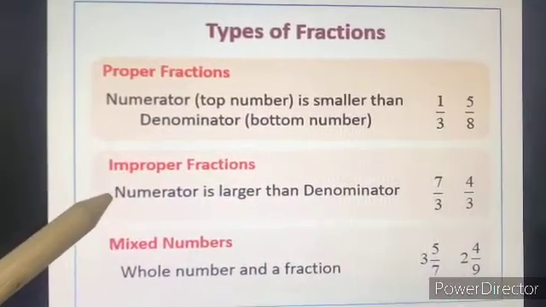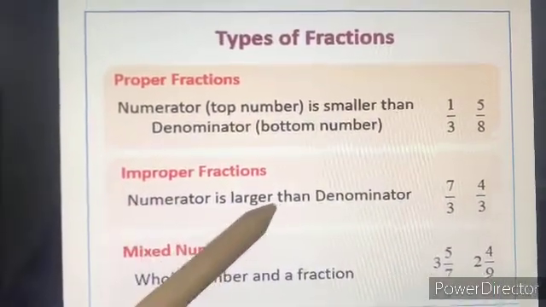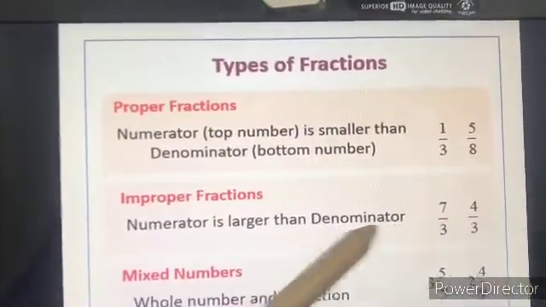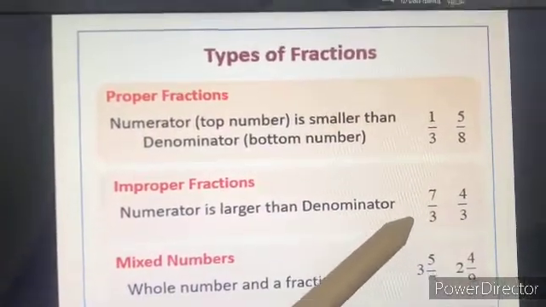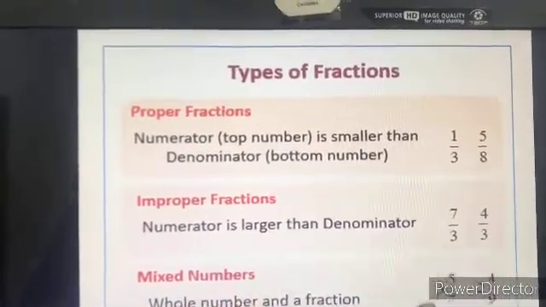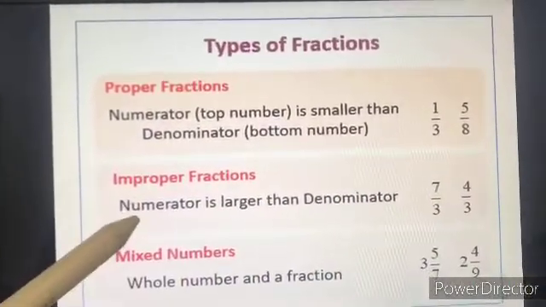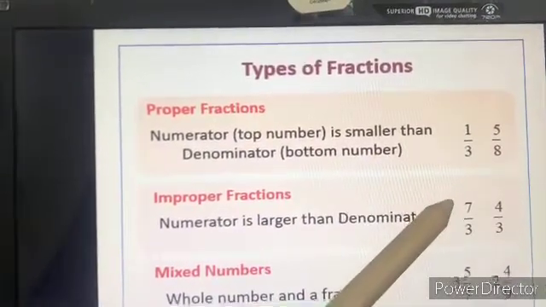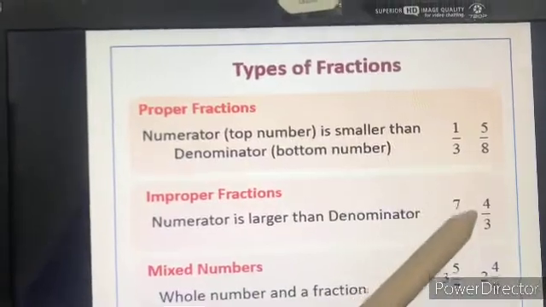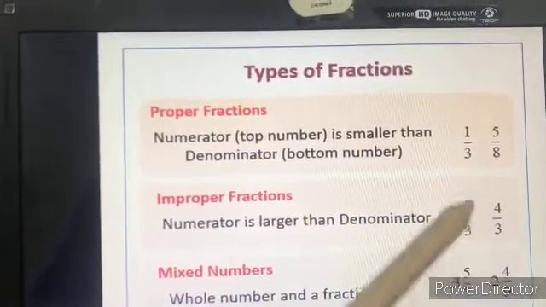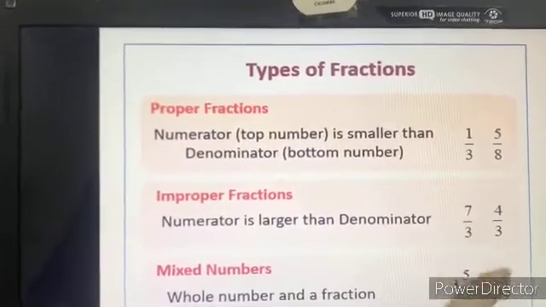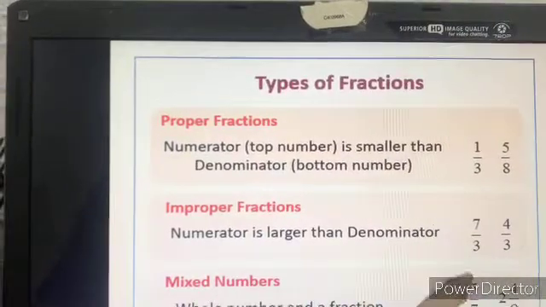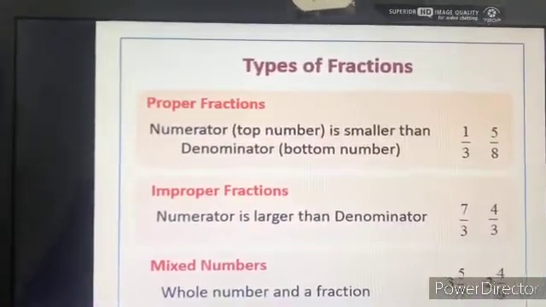Next, improper fraction. The numerator is larger. Wow, how can the numerator be larger than the denominator? Like 7 by 3. How and why? This we will discuss later. But keep in mind, in an improper fraction, every time the numerator, the upper part, the top part, will be greater than the bottom part, the denominator. Got it? 7 by 3 or 4 by 3. Another example: if it is equal, then it will also be improper. Means if it is 3 by 3, that will also come under improper fraction.